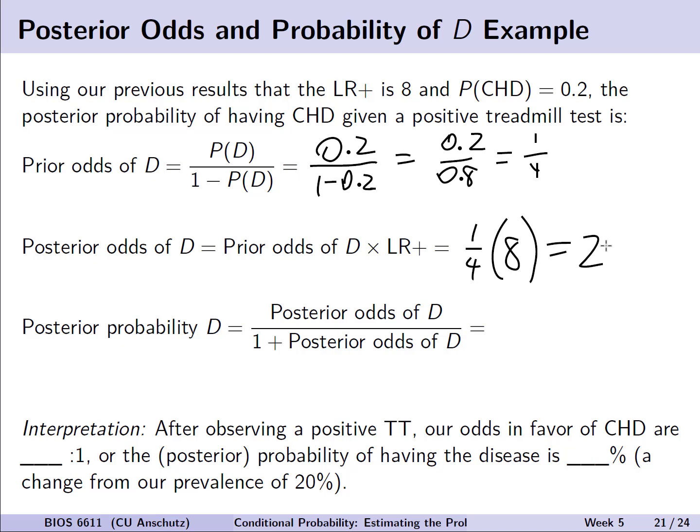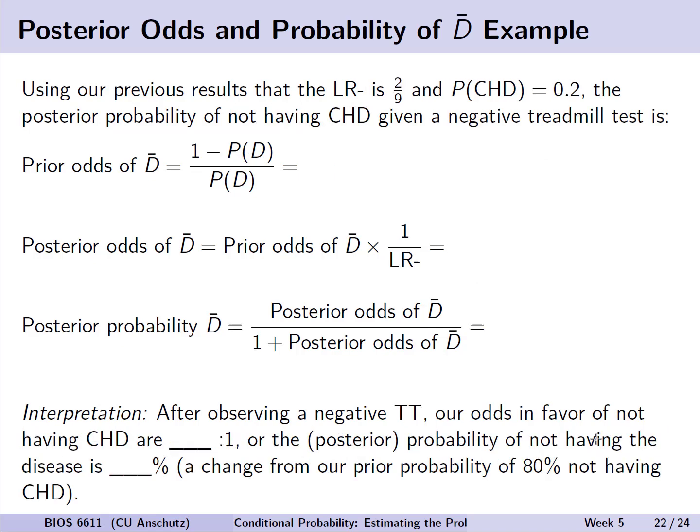Then again, we just have this nice simple relationship to translate the odds back to the posterior probability, where we put 2 over 1 plus 2, or 2/3. In other words, putting it in the context of our interpretation, after observing a positive treadmill test, or TT, our odds in favor of a person having coronary heart disease are going to be 2 to 1. Or the posterior probability of having the disease is going to be 67%, which is representing the change we saw from our original prevalence or belief that someone had the disease of just being 20% before we saw the result of the treadmill test.